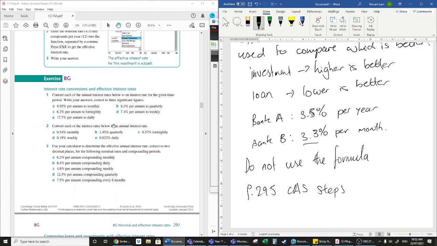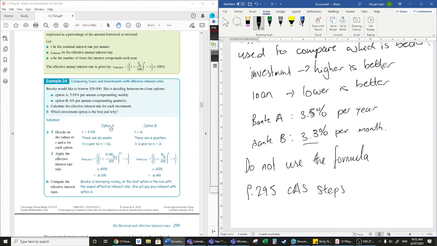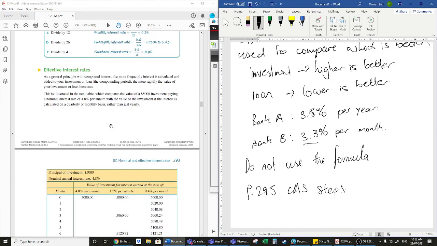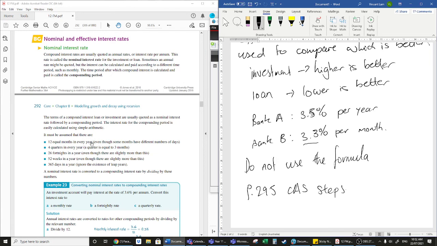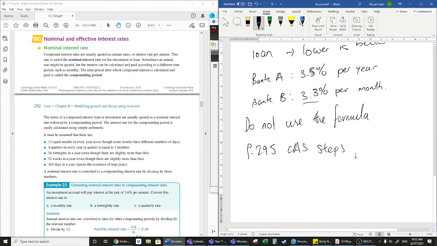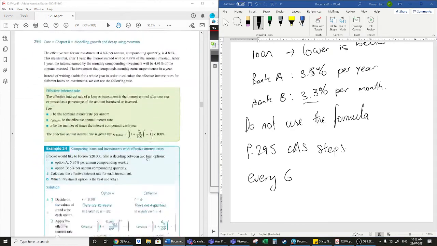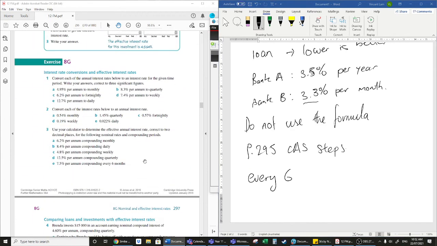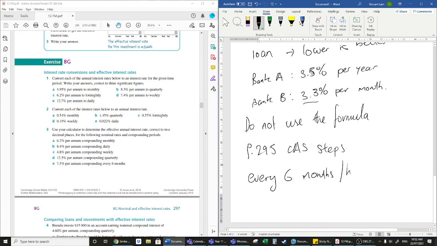If you're doing something every 6 months, within the year you're doing it 2 times. I don't think I've put that on my list, and I don't think the textbook has it as well, but I'll write it here. They do trick you sometimes. Well, not trick you, but they put in something like that because they want you to think. So every 6 months, they can also call it half yearly. So for that, it is 2 times.